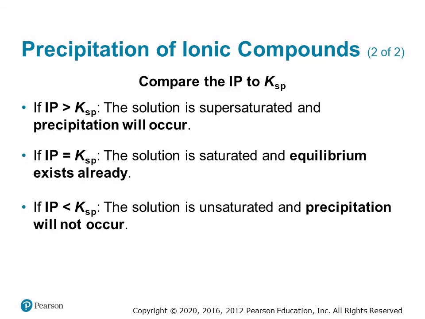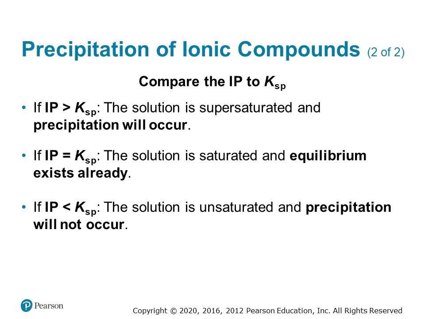The interpretation of the ion product is relatively straightforward if you recall the relationship between K and Q from chapter 15. If the ion product Q is greater than KSP, the solution has more products than at equilibrium, so the solution is supersaturated and will have to shift to the left to establish equilibrium. Since the left side of the equation is the solid, that means that precipitation will occur.